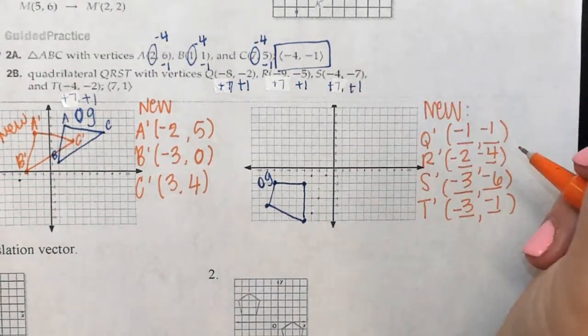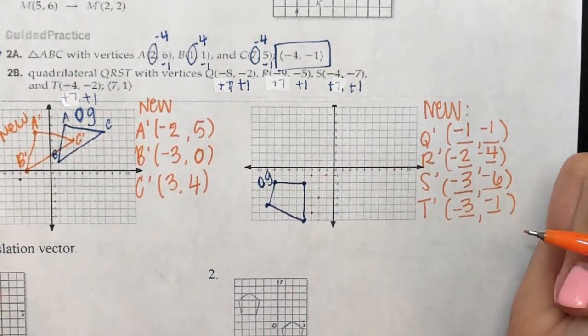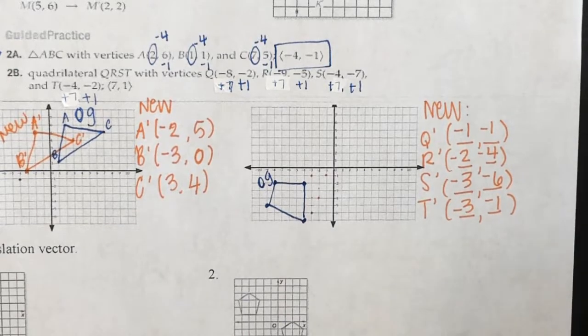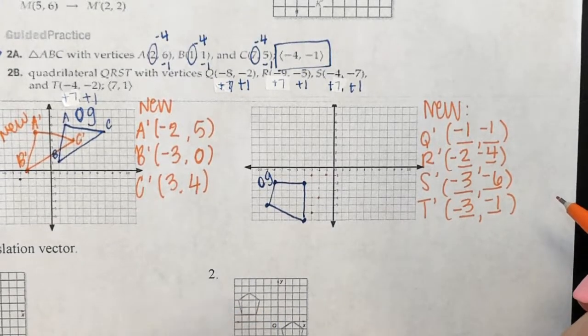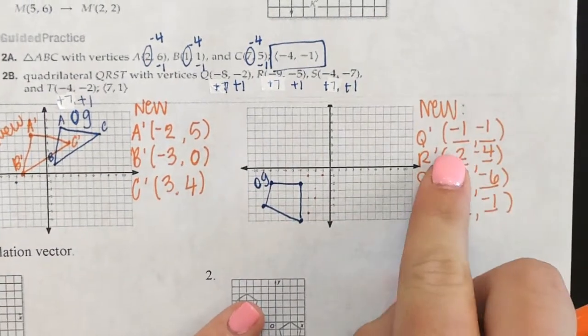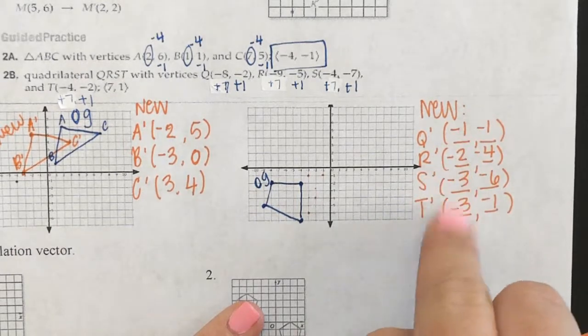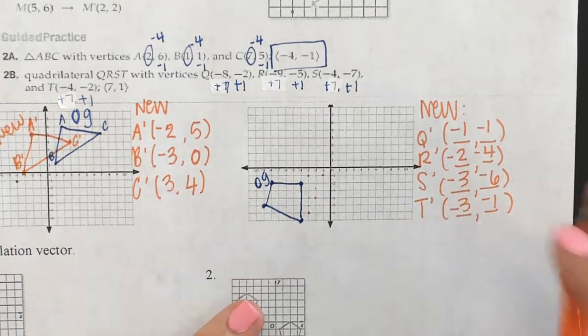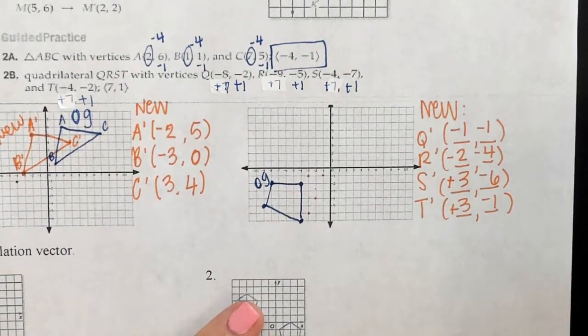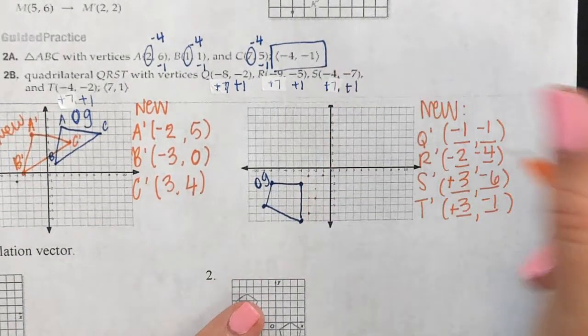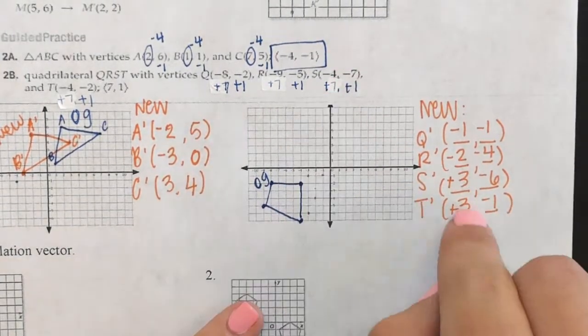Uh-oh, one of mine's off. Which one did y'all not get the same thing as me? Because I think one of mine's off. -1, -1, -2, -4. Oh, it's +3. Yes, thank you. Because -4 plus 7 is +3.